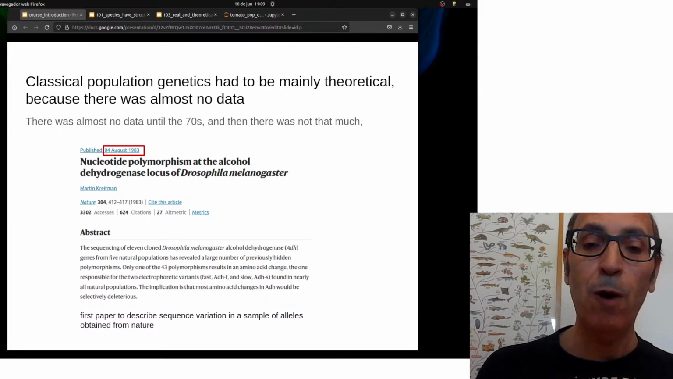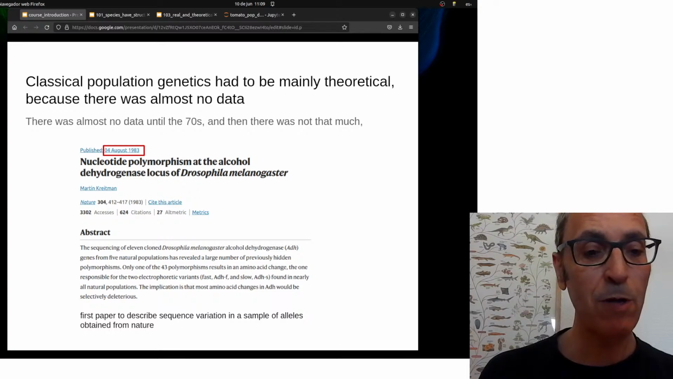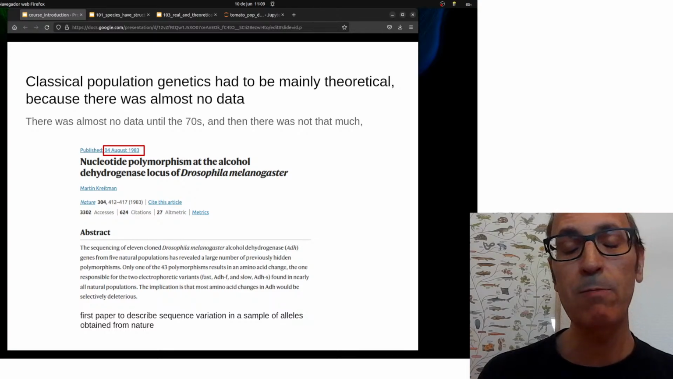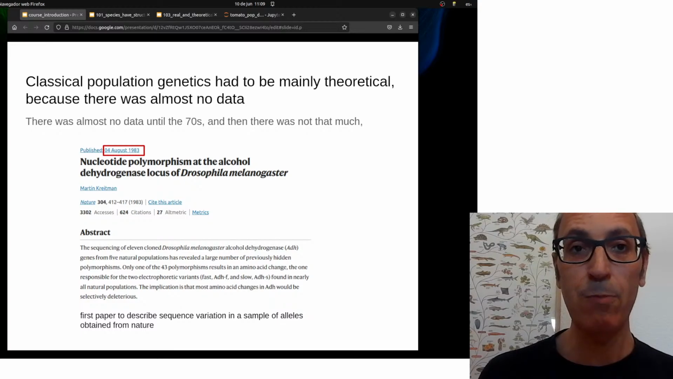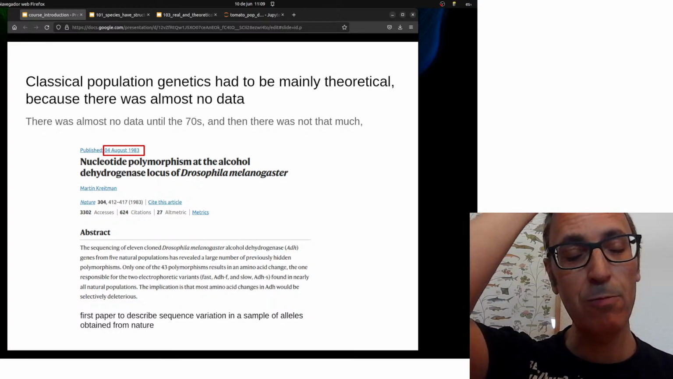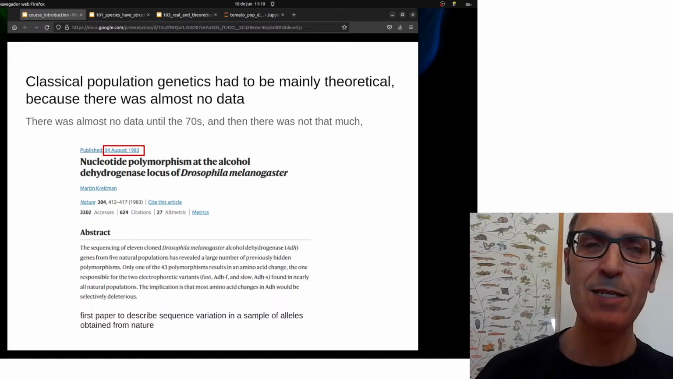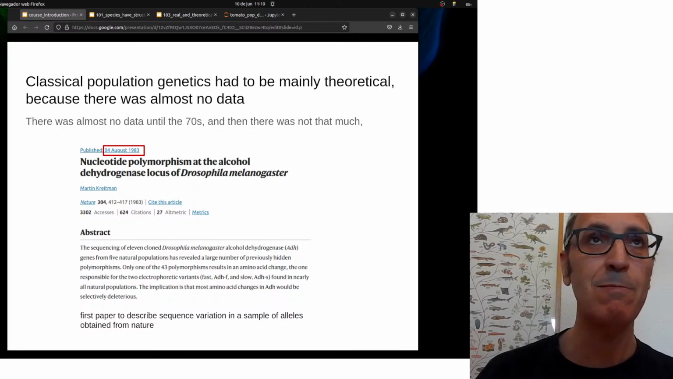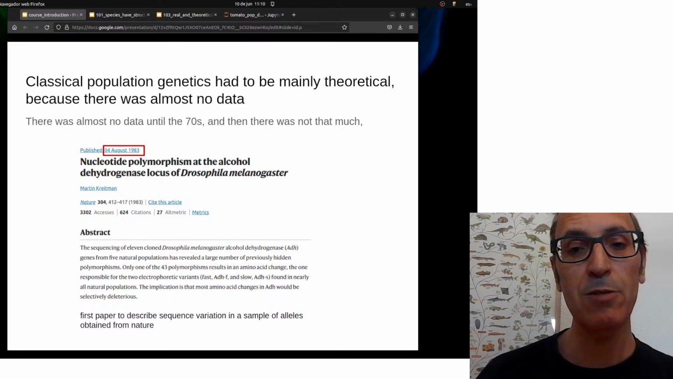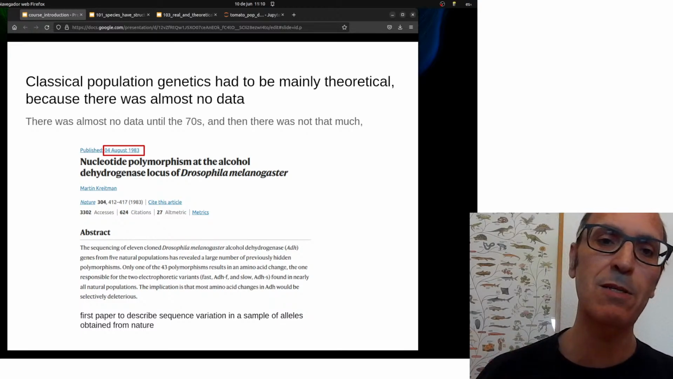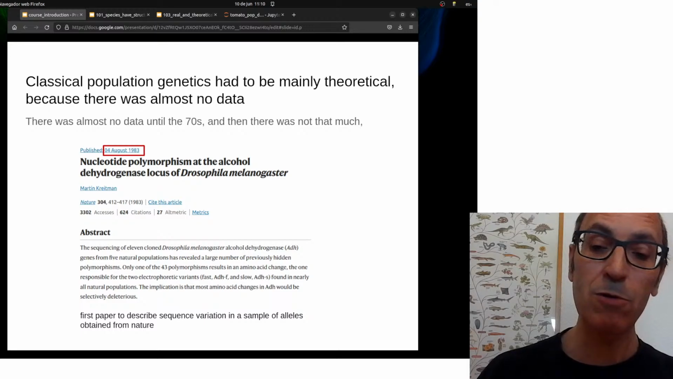Okay, why was population genetics mainly theoretical? Well, one, because it was a very important tool to think about evolution, but also because there was no data. You have to think that population genetics was developed mainly during the first half of the 20th century, and also a little bit in the 70s once the data started to come. But the data really started to come in the 70s. Before, there was no data at all.